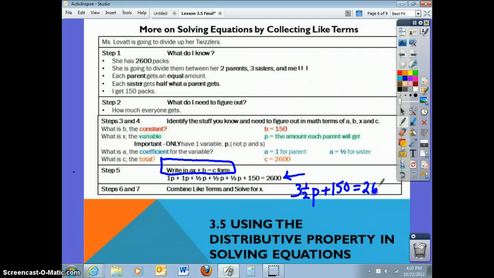And like we did in the last lesson, we'll get rid of the 150 by subtracting it from both sides, and then get rid of the 3.5 by either multiplying by the reciprocal of 3 1/2 or dividing by 3.5, and just have p by itself. And then we'll know how much each parent's getting, and then with that we can figure out how much each sister's getting.